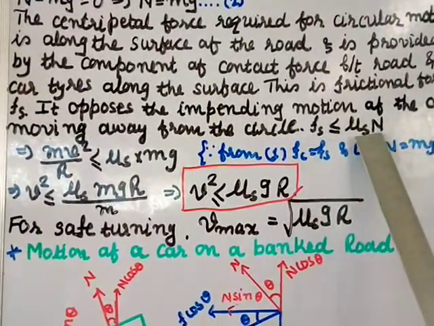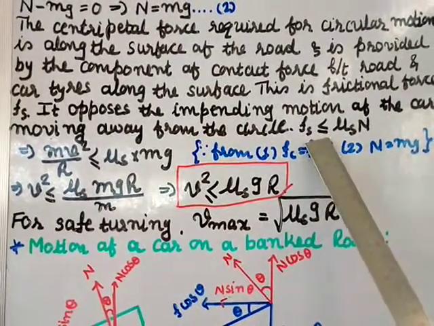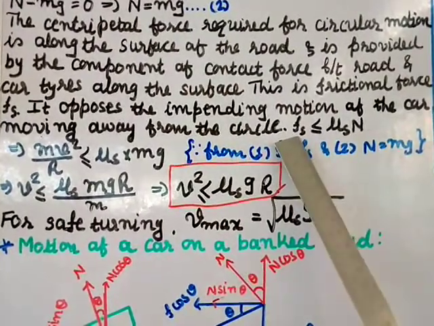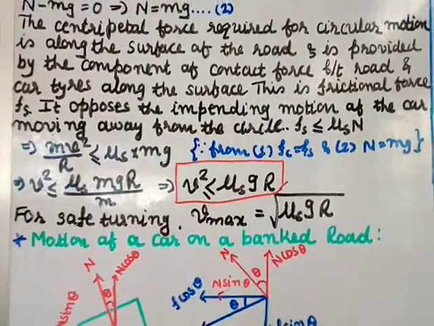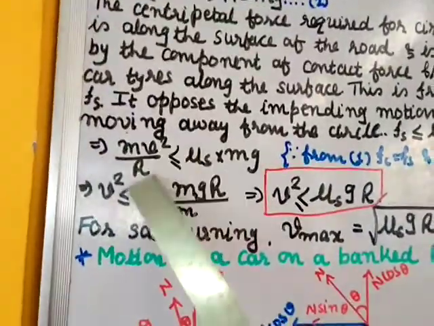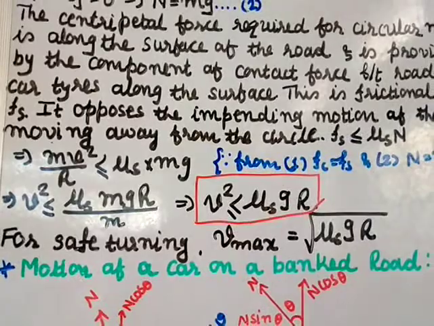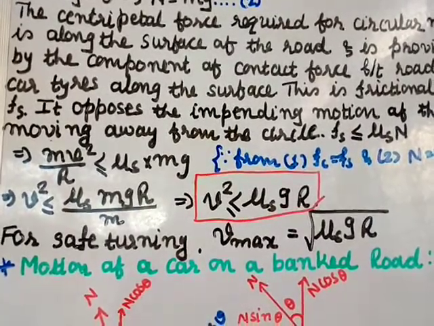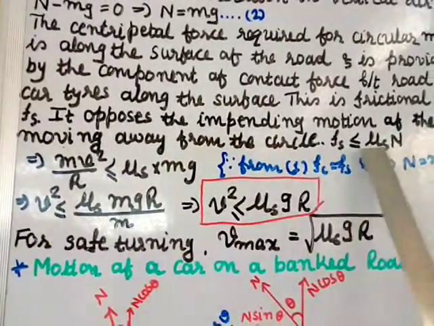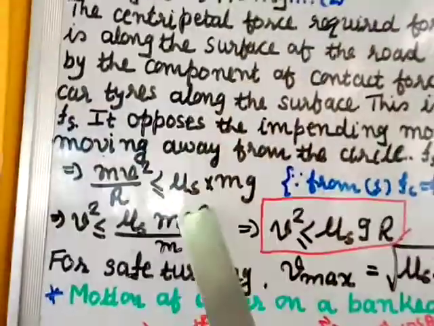Fs is less than or equal to mu s N. This formula I have given in the last class, that Fs is less than or equal to mu s N. Now Fs will be the centripetal force, and centripetal force from equation 1 is mv square by r. So we write here mv square by r, which is my centripetal force, provided in our case by a friction force, less than or equal to mu s and N value from equation 2 you can write mg. So put here mg.